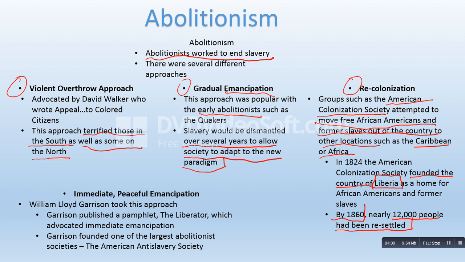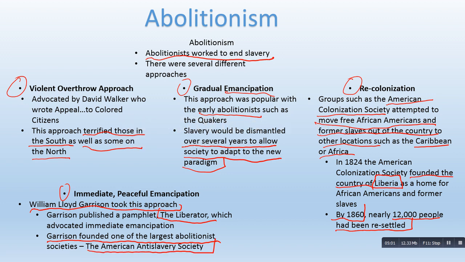The last approach was immediate peaceful emancipation. William Lloyd Garrison, one of the best known abolitionists, had a newspaper called The Liberator, which advocated immediate peaceful emancipation. While this might have been good in terms of being idealistic, hey, everything's going to get along, it's just going to happen, without the threat of force, you just have to appeal to people and say, can you please end slavery? And that is typically not a very successful way. But Garrison did go on to become a major figure and founded one of the largest abolition societies, the American Anti-Slavery Society.